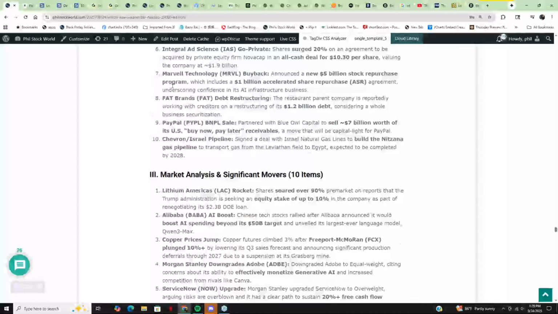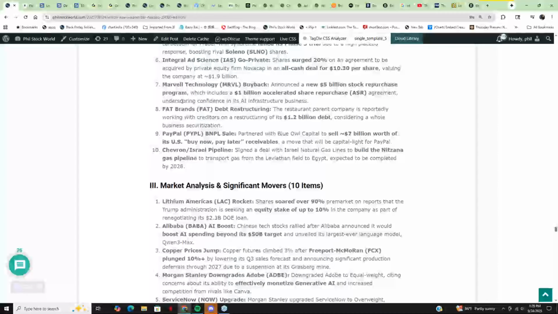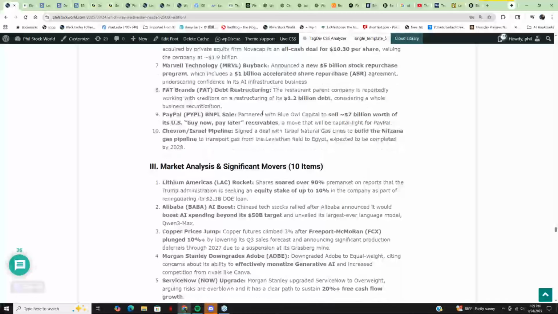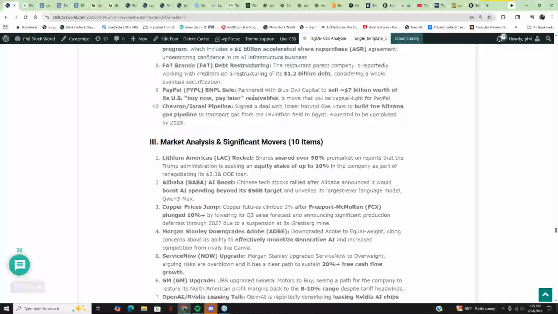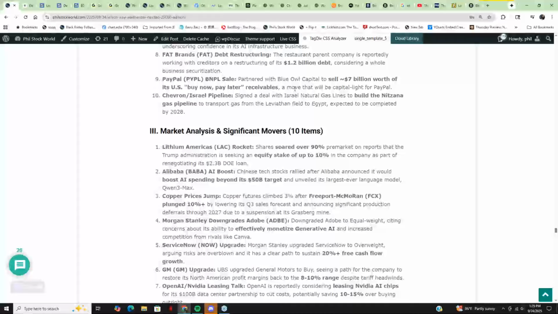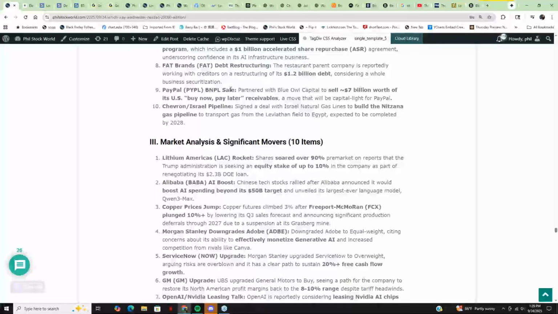But it does give you, when you read them, you do say, oh, well, what's going on here? You've got a debt restructuring of a restaurant. PayPal is selling $7 billion worth of its buy now, pay later thing, which is interesting. And buy now, pay later, don't forget what that is. PayPal is very big on letting you buy something and pay for it over time. So it's instantly giving you a line of credit, basically, and you pay it off monthly.